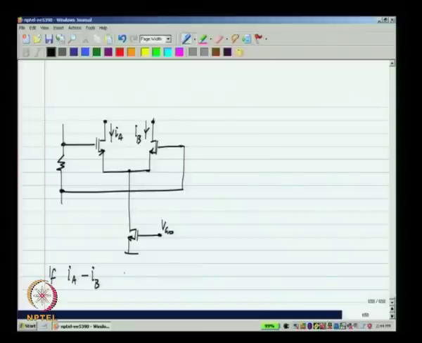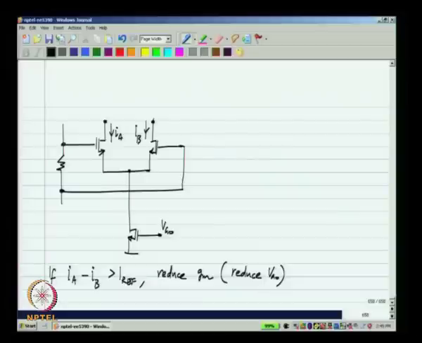I have to arrange it such that if Ia minus Ib is more than I ref, I have to reduce Gm, which means I have to reduce Vg 0, and similarly if Ia minus Ib is less than I ref, I have to increase Gm and increase Vg 0. Okay. In other words, this is the same condition written differently. So, we have to be able to take this term here, Ia minus Ib minus I ref. Okay.